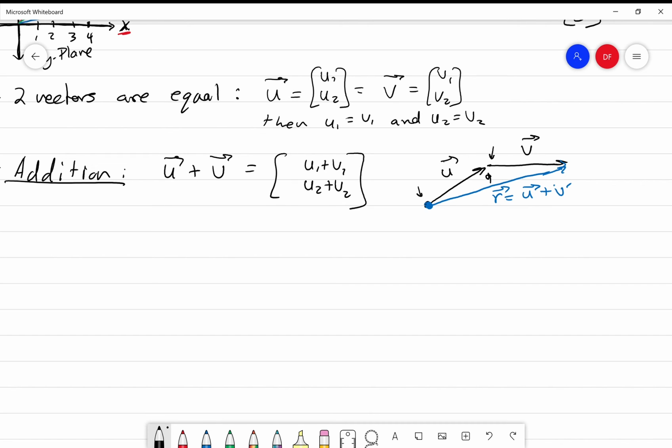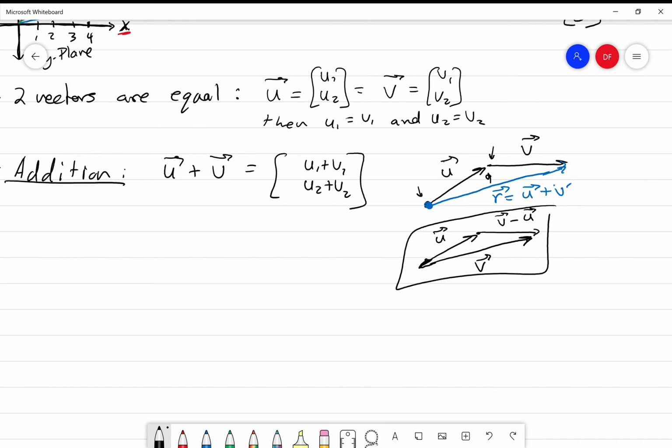And then vector subtraction would look something like this. So I would have, this is u, and this is v minus u, and this would be u plus v minus u. These would cancel, so I would just be left with v here. Okay. So what's the difference between these two? I'll let you figure that out yourself.